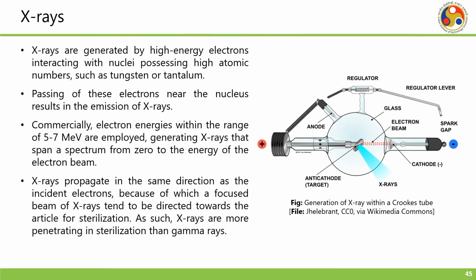X-rays propagate in the same direction as the incident electrons, because of which a focused beam of X-rays tends to be directed towards the article for sterilization. As such, X-rays are more penetrating in sterilization than gamma rays. So, here we can see the generation of X-rays within a Crookes tube in this picture.